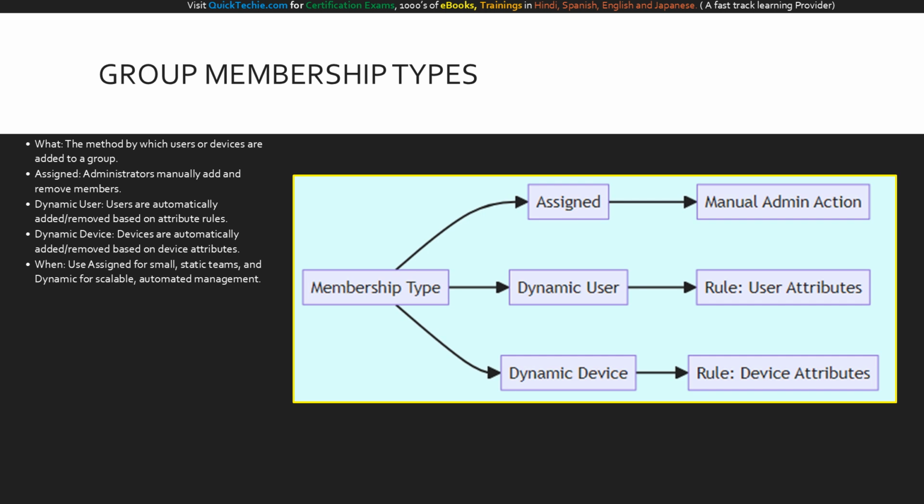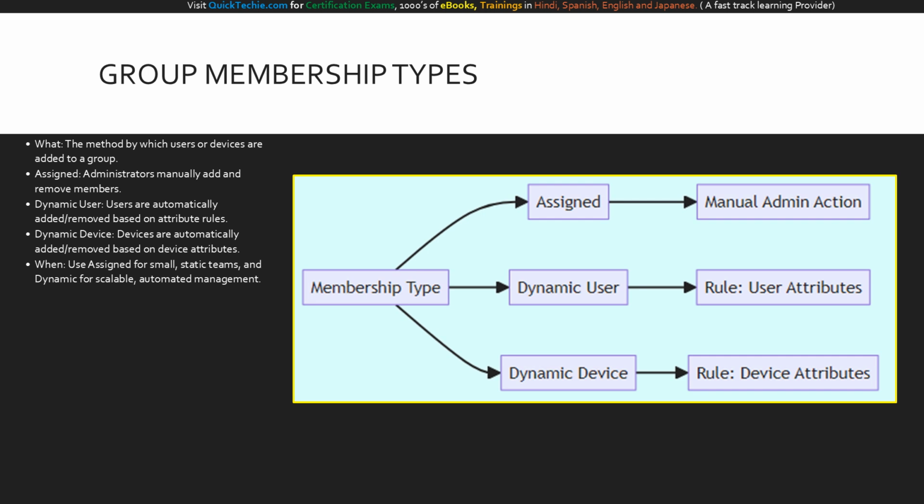The basics cover three types: assigned, dynamic user, and dynamic device. Assigned is a manual process. You, as the administrator, physically add or remove the users. Dynamic membership is where the magic happens. By setting up specific rules, users or devices are automatically added or removed based on their properties, like their department. When should you use which? Use assigned for small, specific project teams, but always leverage dynamic when you need scalable, automated management across the enterprise.